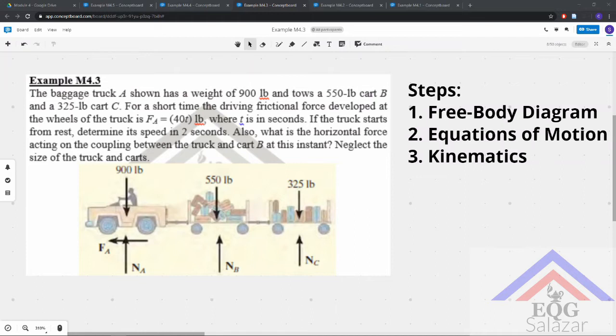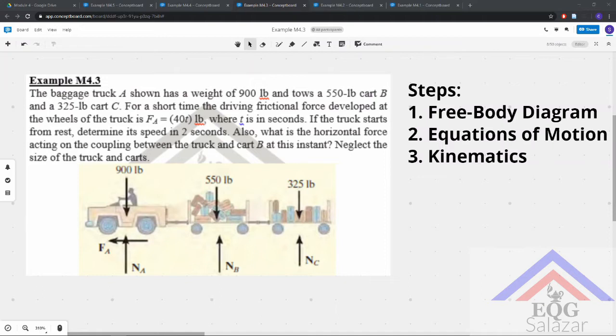Example M4.3, the baggage truck A shown has a weight of 900 pounds and tows a 550 pound cart B and a 325 pound cart C. For a short time, the driving frictional force developed at the wheels of the truck is 40T pounds, where T is in seconds. So it's a function of time, and therefore it's not constant. If the truck starts from rest, determine its speed in 2 seconds.